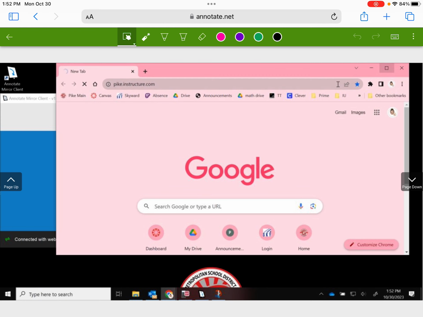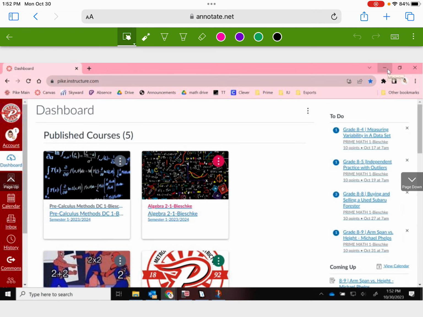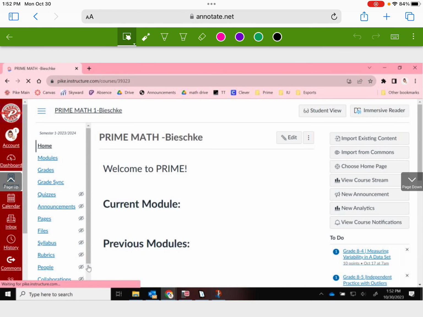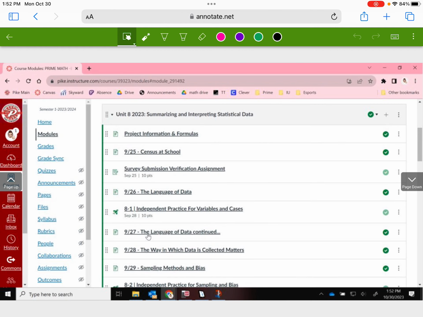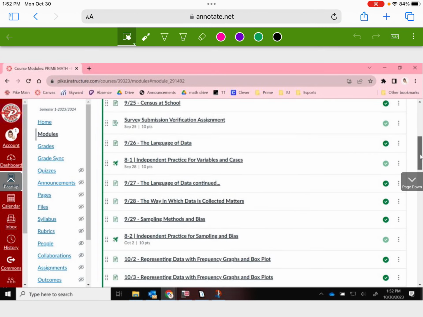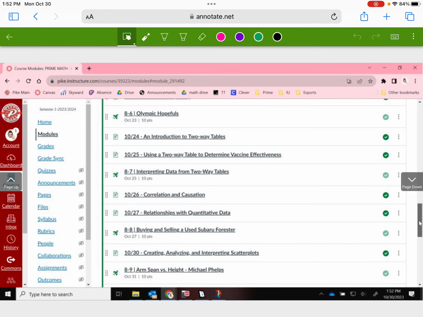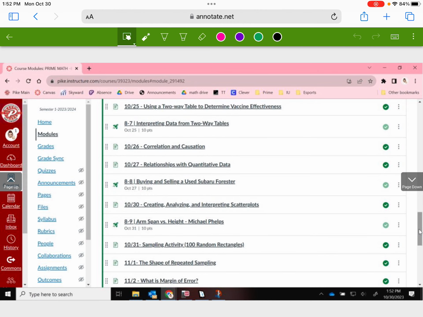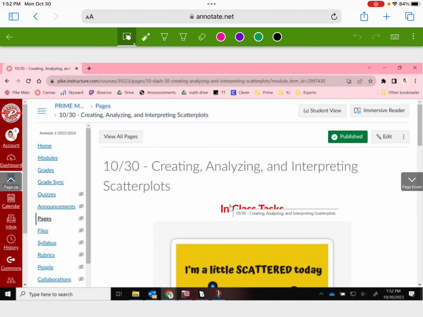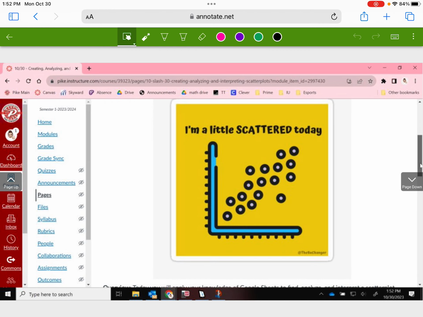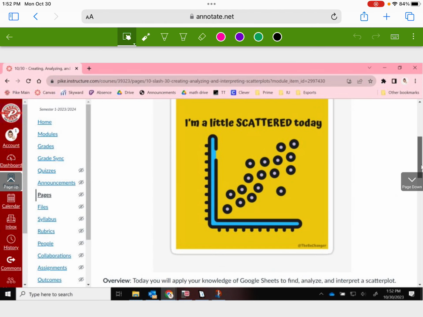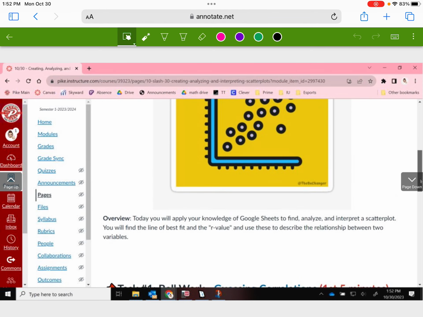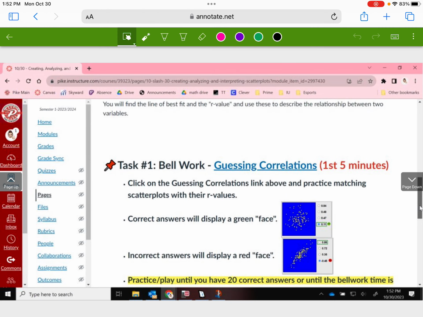So on our Canvas page, we're gonna go to Prime, which is a Spider-Man picture. I'm gonna click on the Unit 8 module. And then we'll scroll down to today, which is October 30th. I know it's really far down there because we have a lot of stuff. Oh, it's not the scatter plot today. I'm a little scattered today. And then this first link, it says guessing correlations.